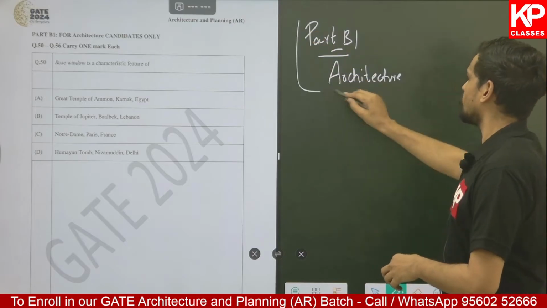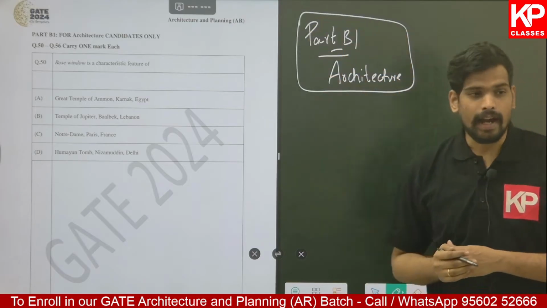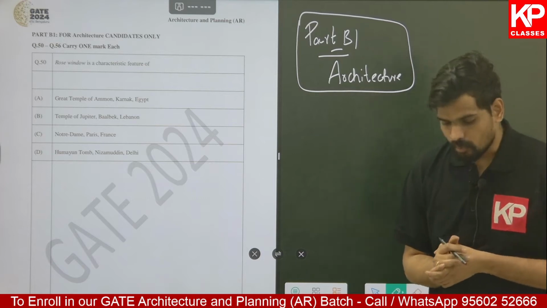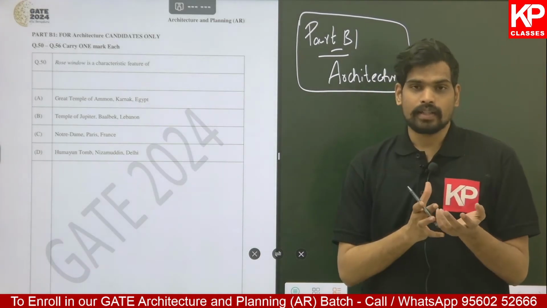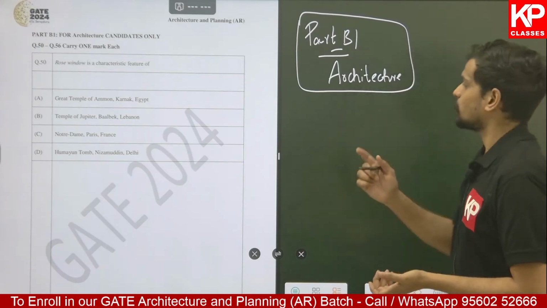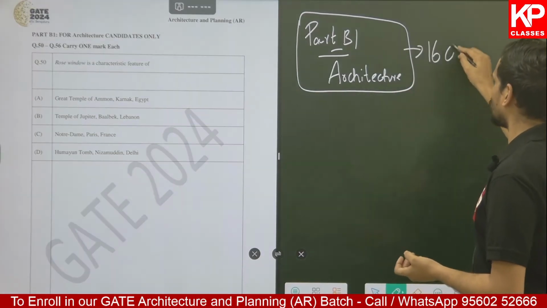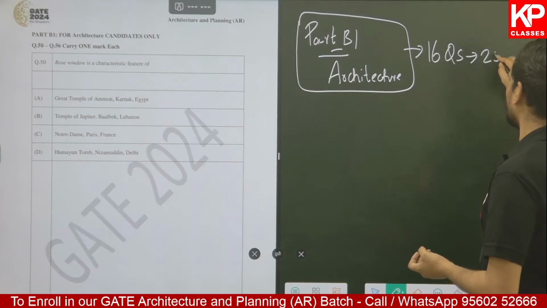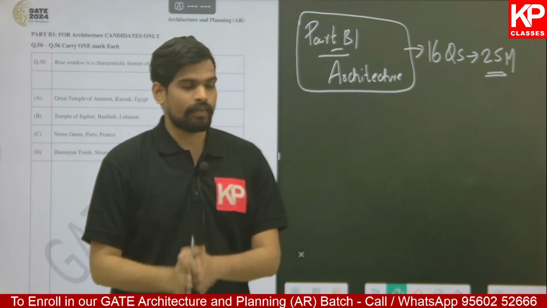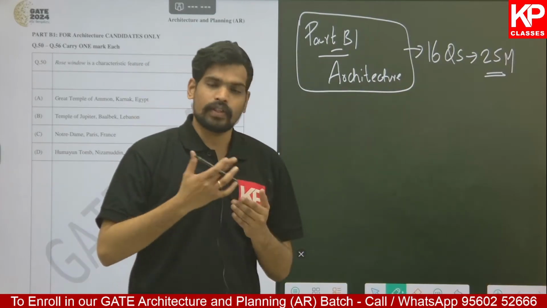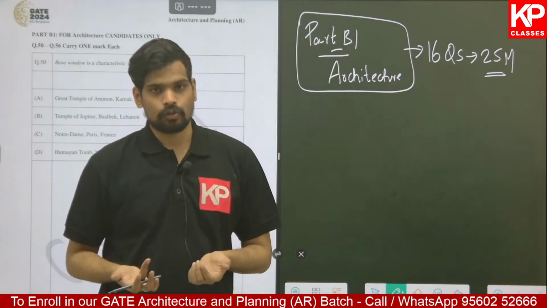Before I start with this particular session for the solution for the architecture part, let me tell you an important point with respect to part B. So part B, where you can make a selection between architecture or planning, as you probably are aware, you will have a total of 16 questions, which will give you a total weightage of 25 marks. Now, these 16 questions are further divided into 1 mark questions and also 2 mark questions.